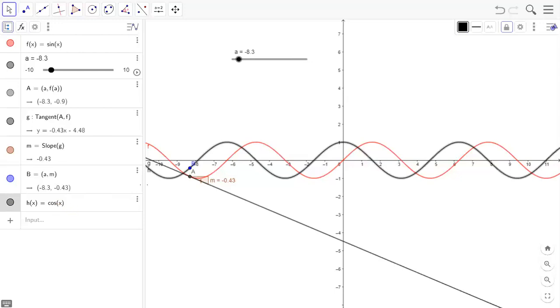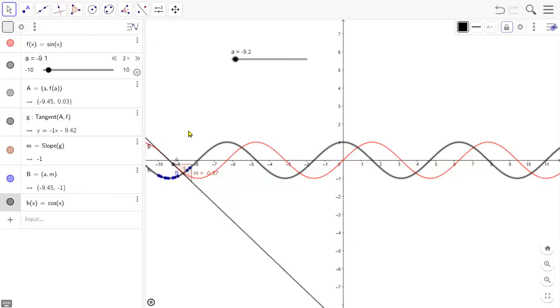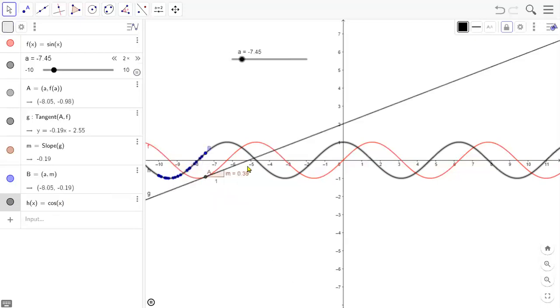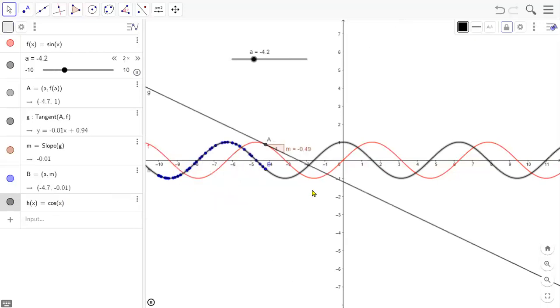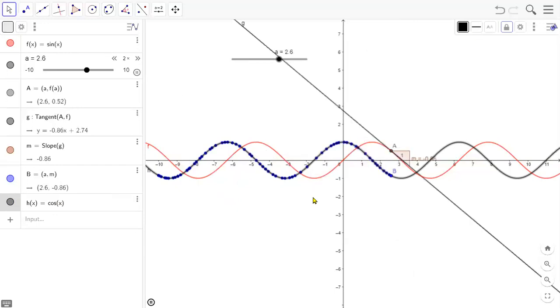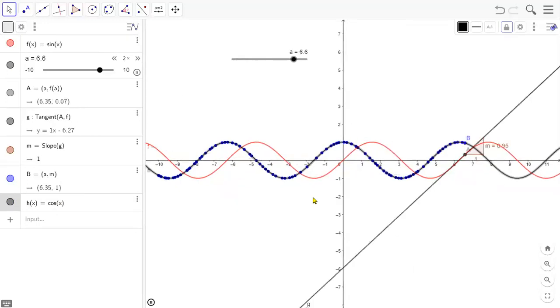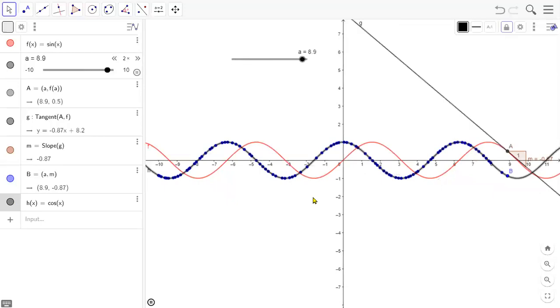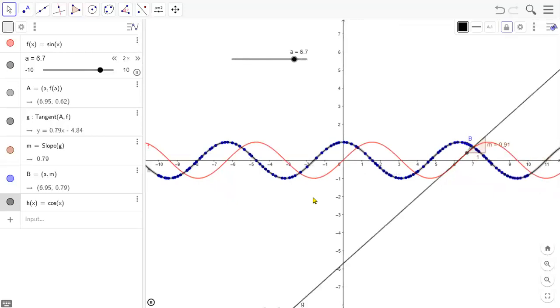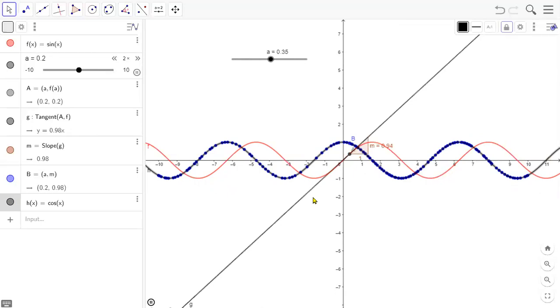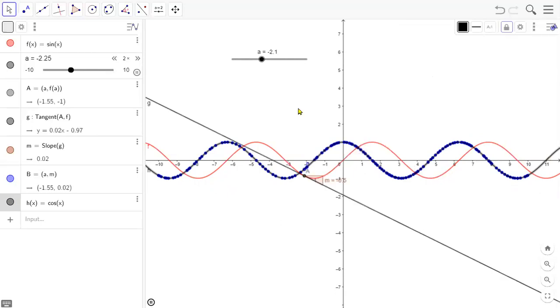If they coincide, then the locus of the slope of the tangent is just the derivative of the function. Okay, let me verify that. Let me animate this. Here is the coincidence. The locus of the slope of the tangent exactly coincides with the derivative of that function. So we can say that the derivative always gives the slope of the tangent at a particular point.